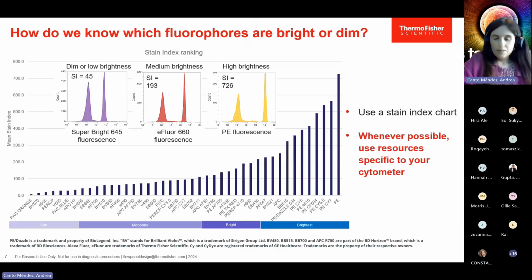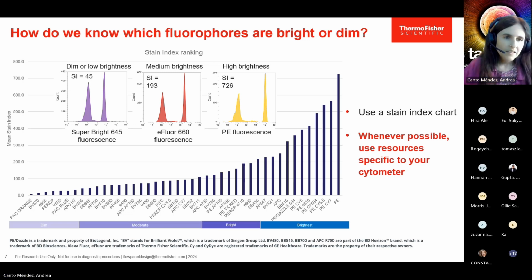Then, jumping into the next point, as we mentioned before, we need to match the fluorophore brightness with the density of expression of our antigens. And how do we know which fluorophores are dim or which fluorophores are bright? The answer is the stain index. The stain index is the value that is going to tell us which fluorophores are brightest and which fluorophores are the dimmest.